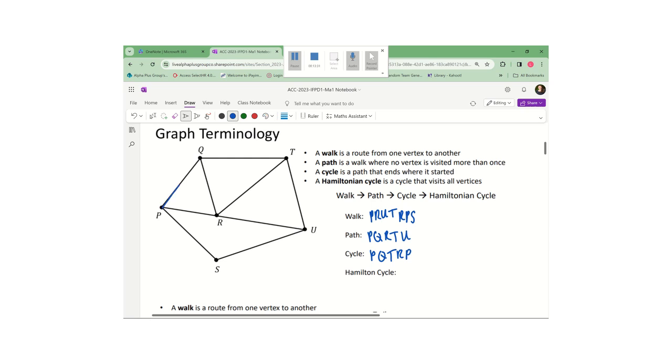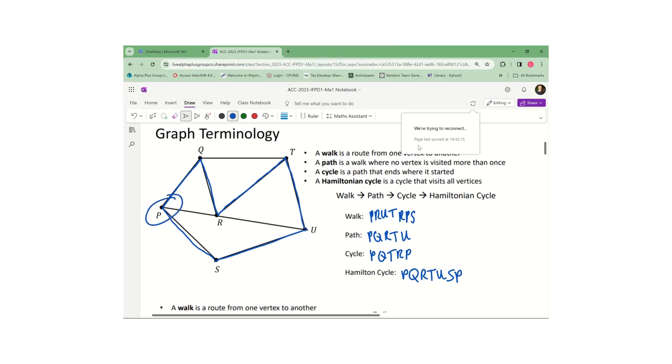So if I go from P to Q, I visited P and Q, and then I need to go to R, so I think I'll go to R next, and then I'm going to go to T, then I'm going to go to U, then I'm going to go to S, and then I'm going to go back to P. And this is what we call a Hamiltonian cycle, because I've visited all the vertices on my way around. I haven't visited any of them twice, and I've ended and started at the same place, which is P. That's a Hamiltonian cycle.